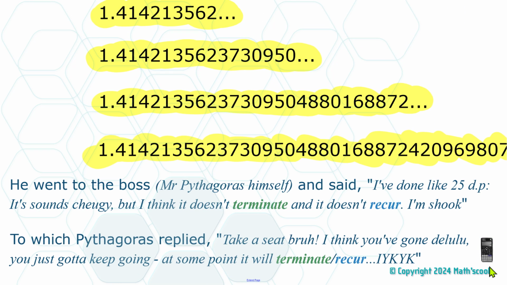So he went to the boss, Mr. Pythagoras himself, the head of the commune, and said, I've done like 25 decimal places. Sounds chuggy, man, but I think it doesn't terminate and it doesn't recur. I'm shook. To which Pythagoras replied, take a seat, bro. I think you've gone delulu. You just got to keep going. At some point, it will terminate or recur.